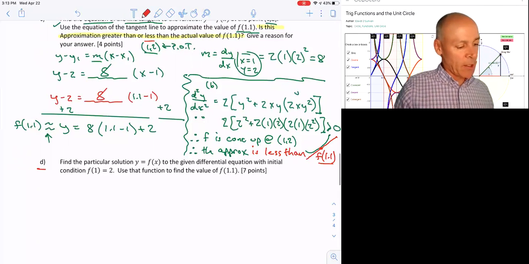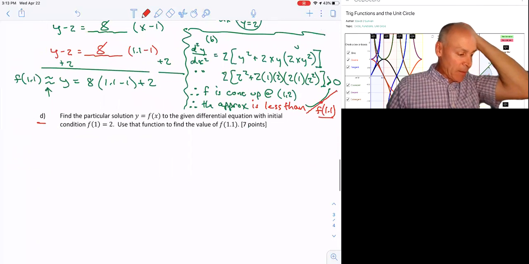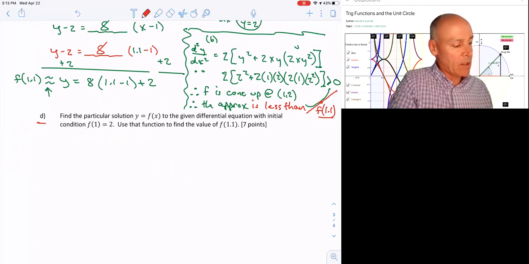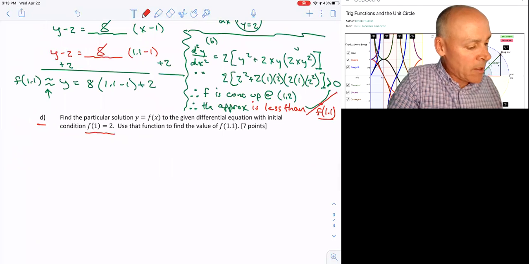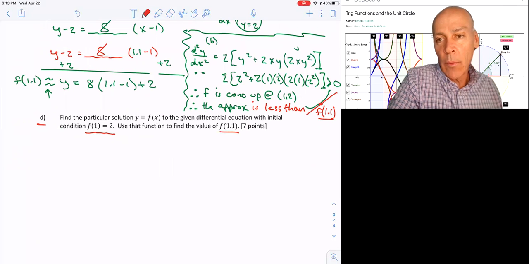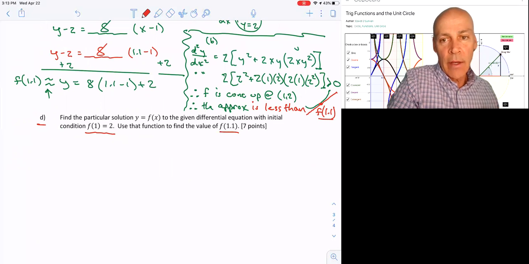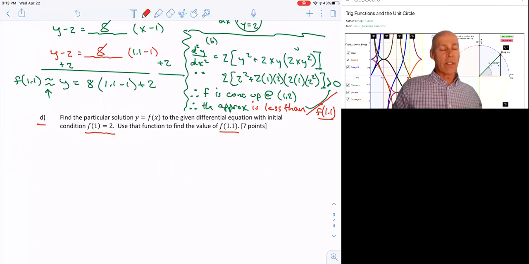All right, now we get to the moneymaker. Part D, shake your moneymaker. Find the particular solution y equals f of x to the given differential equation with initial condition f at 1 equals 2, and then use that function to find the value of f at 1.1. Whoa, okay, so we're actually going to find the value, not an approximation, but the actual value of f at 1.1 after we find this particular solution.